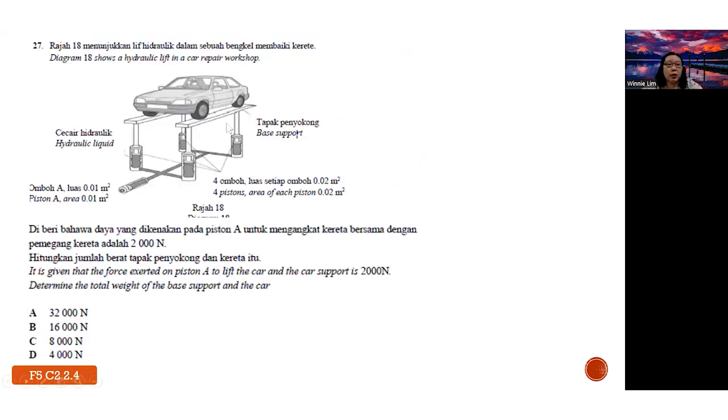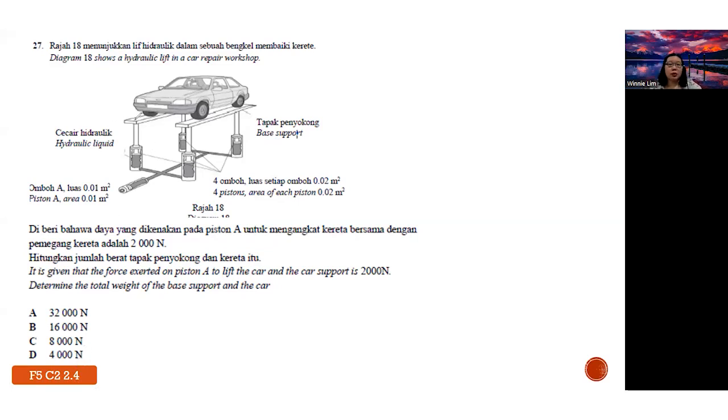Okay, then question 27. Diagram 18 shows a hydraulic lift in a car repair workshop. It is given that the force exerted on the piston A to lift the car and the car support is 2000 Newton. Determine the total weight of the base support and the car. So this is under the Pascal principle topic, still under chapter 2 pressure.